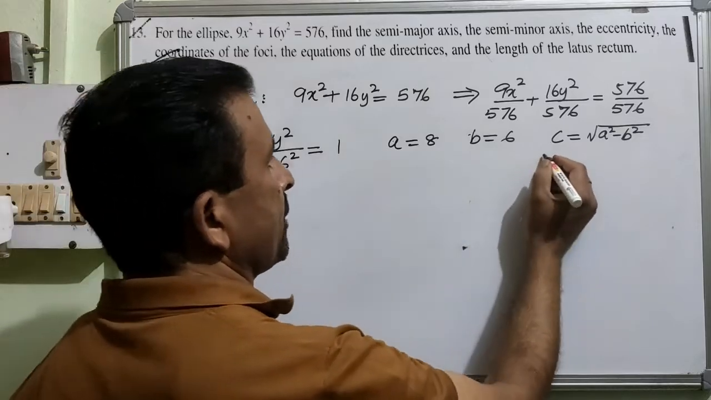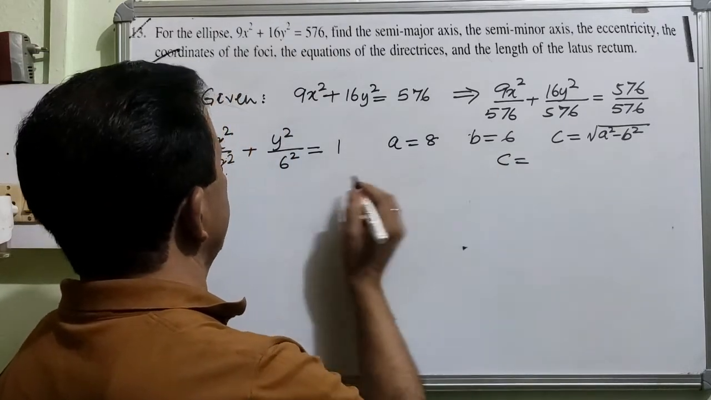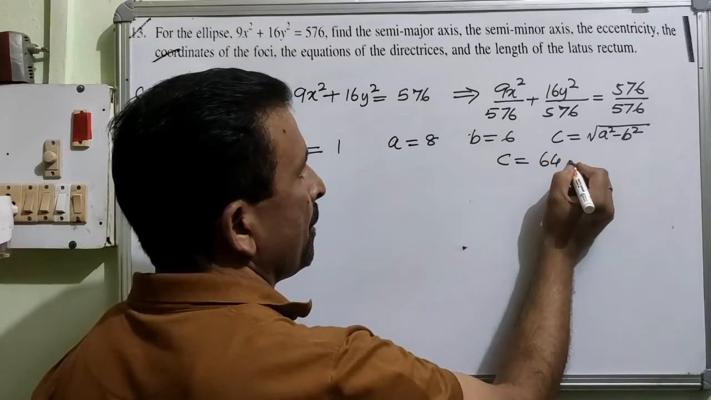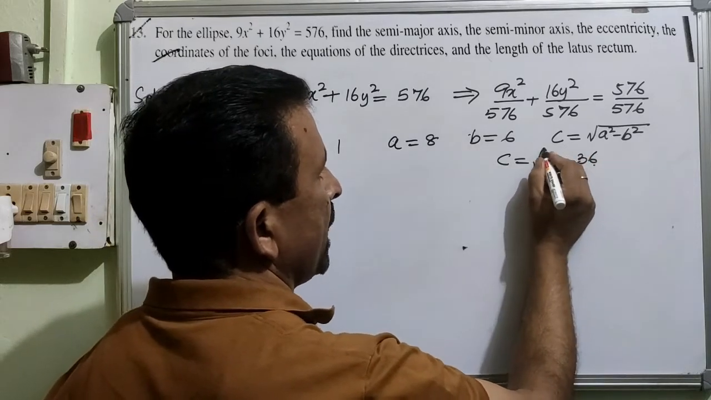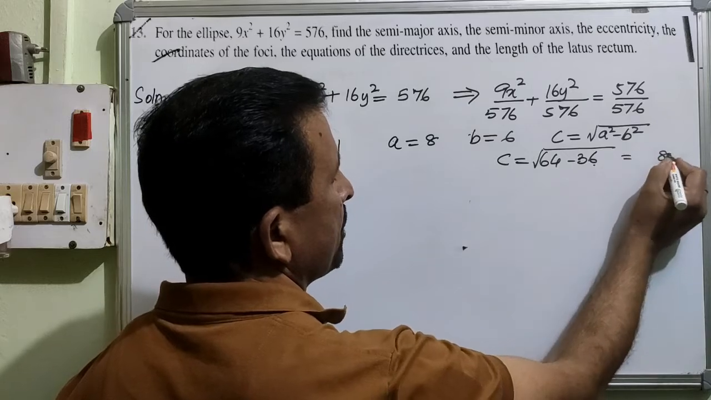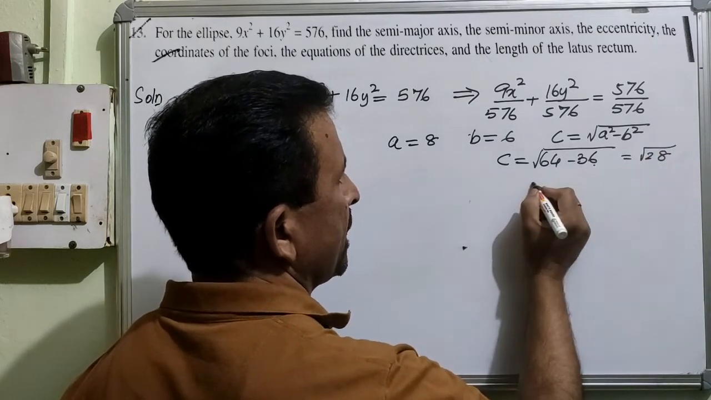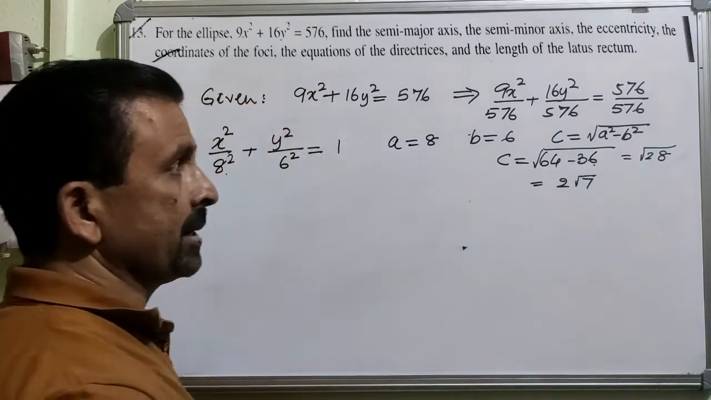So C will be equal to root of A square, which is 64, minus B square, which is 36, right? And this is equal to root of 28. That means when you simplify, this will come down to 2 root 7. This is the value of your C, right?